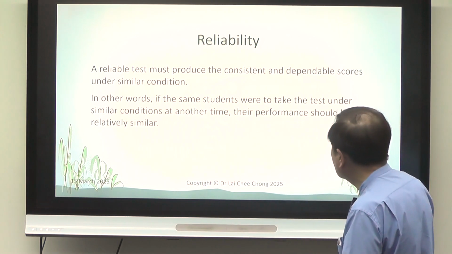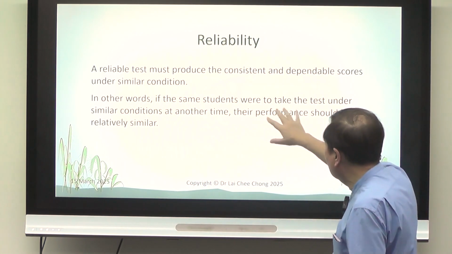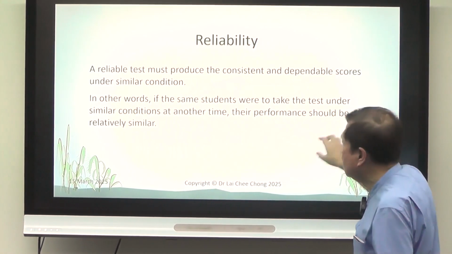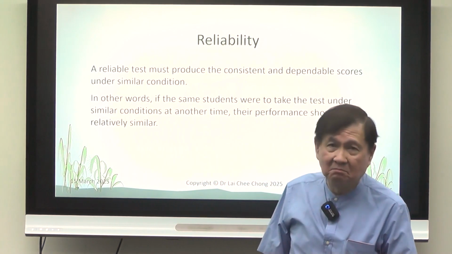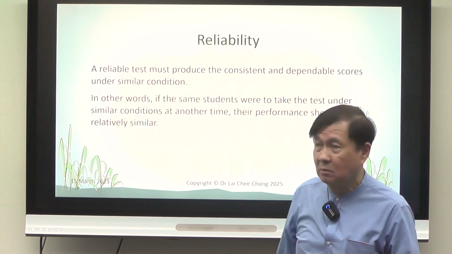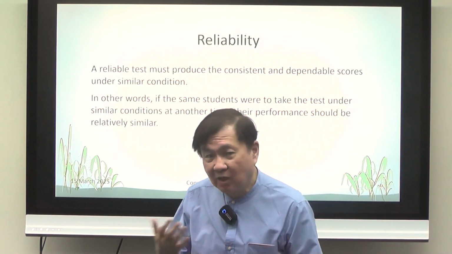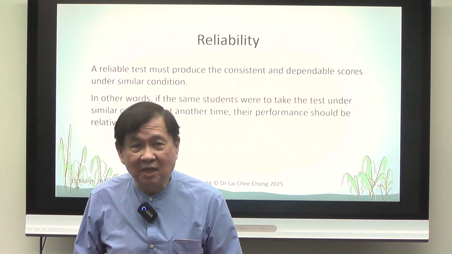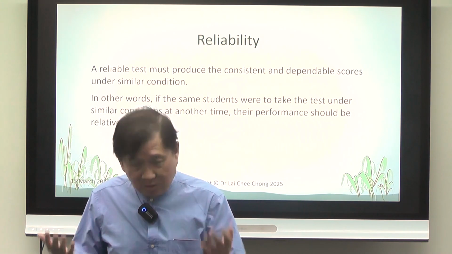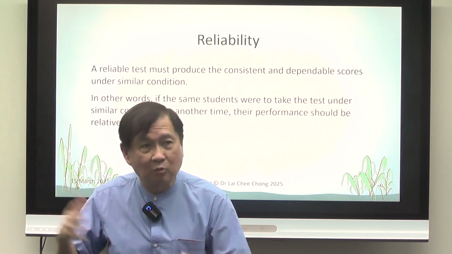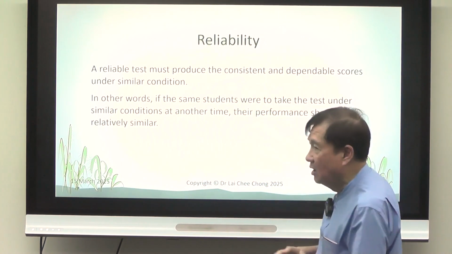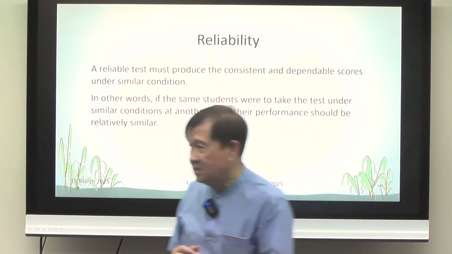So in other words, if the students were to take the test under similar conditions at another time, their performance should be relatively similar. If you give something similar, let's say 1 week later, to what they did a week ago, will the test scores be quite similar? If the test scores are heaven and earth apart, something must be very wrong. How can it be? It's quite similar, right? But the result comes out totally different. When you see that kind of situation, your test may not be quite reliable.